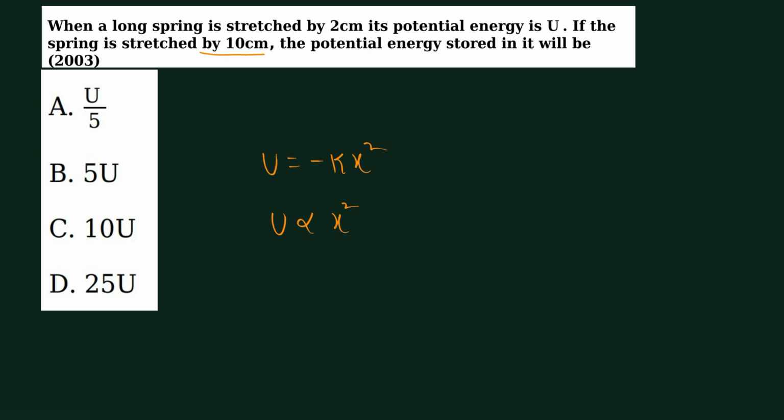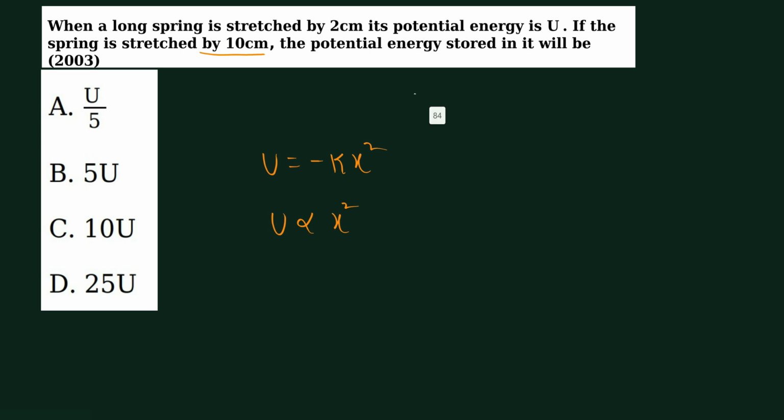Yes or no? Is it directly proportional or inversely proportional? If you press more, then the potential energy stored is also more. If you press the spring less, the potential energy stored is also less. This is directly proportional, and U is directly proportional to distance square, x square. Then how will you derive the relation between U and x?